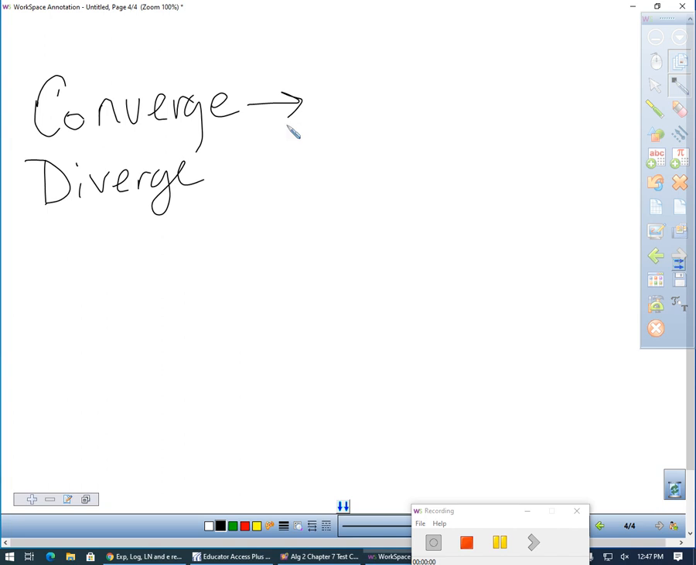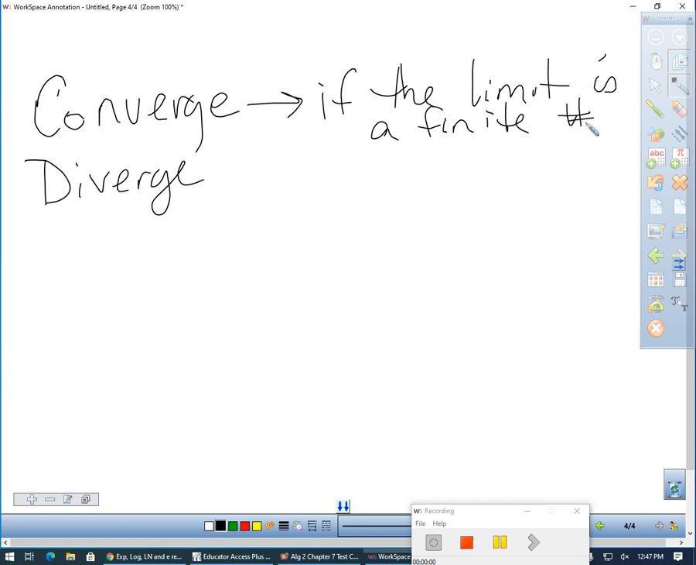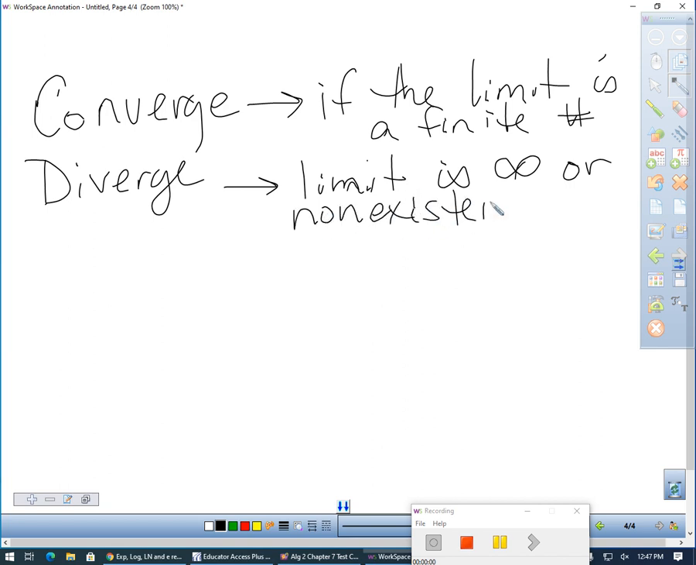Come together, yes. So when we talk about converge, when it comes to a sequence, it means that the limit, so the number you're going to, is a finite number. It's an actual number you're getting to. Okay? Diverge means that as you're going through the sequence, you're not getting closer to any number. Maybe its limit is infinity or non-existent. Okay?